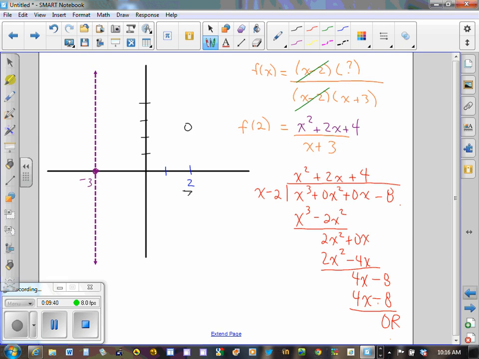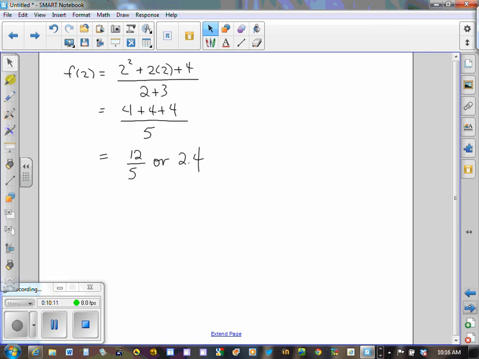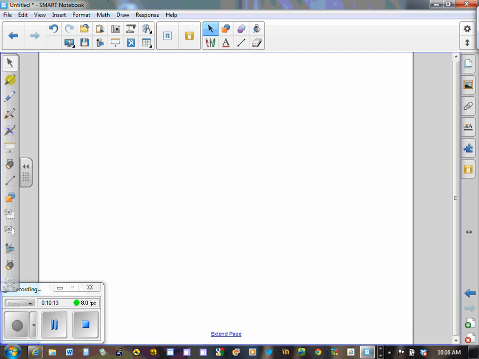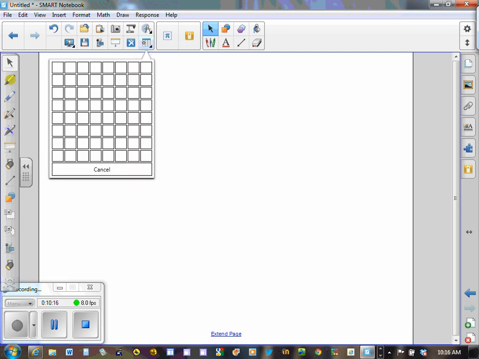So now that we have this information before us, there really is only one critical value that we need to test, and that is the VA at -3. The critical value at 2 simply means that there is a break or hole in the graph. So we're not going to concern ourselves with the behavior or the sign of the function there. So let's go ahead and set up an interval table like we did in example 1.